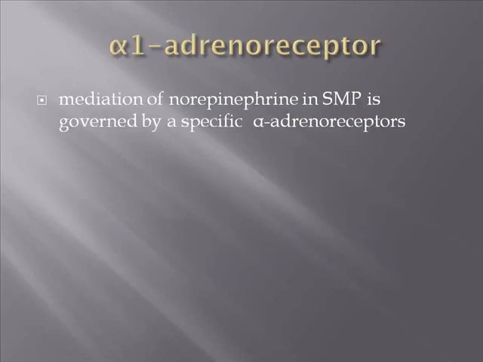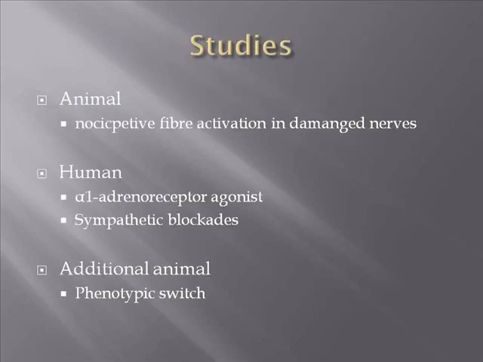The mediation of norepinephrine in sympathetically maintained pain is governed by specific alpha adrenoreceptors labeled alpha-1 adrenoreceptor. Notably, these receptors are expressed in higher numbers in the hyperalgesic skin of CRPS patients. The excitatory role of norepinephrine in sympathetic nervous system activation has been observed in animal studies. Various states of nerve injury, which include nerve transection, partial destruction, and partial nerve ligation, have demonstrated that nociceptive fibers can be activated by the introduction of alpha-1 adrenoceptor agonists.